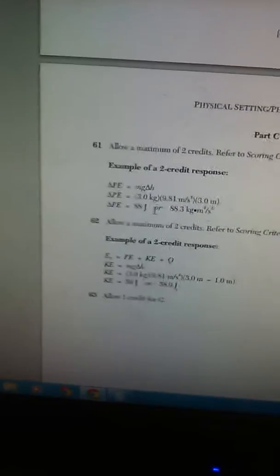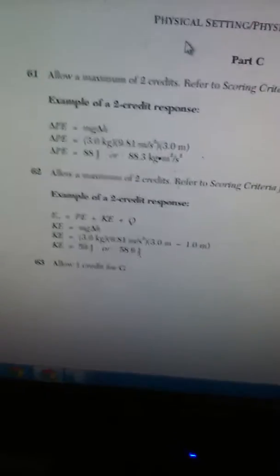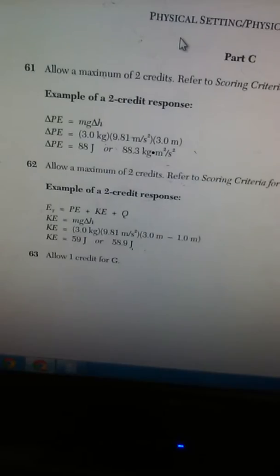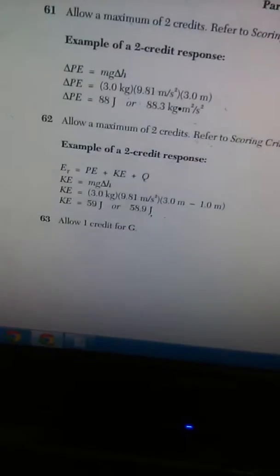So alright, number 61 was 88.3, which I got there. 62 was 58.9 joules. And like I said, 63 was G. Alright, so those are 3 problems.